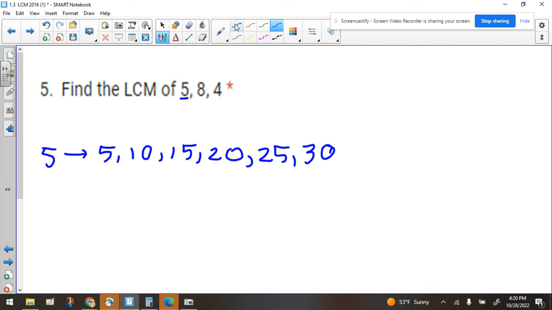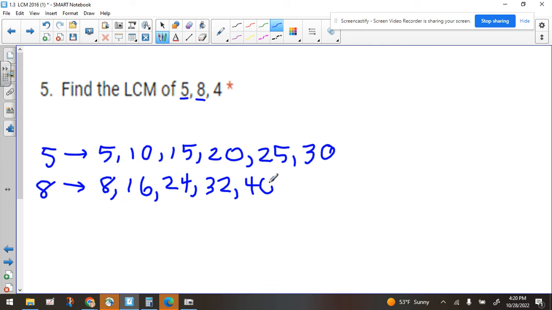Let's move on and look at the number 8. Multiples of 8 include 8 times 1, which is 8. 8 times 2, which is 16. 8 times 3, which is 24. 8 times 4, which is 32. 8 times 5, which is 40. And I'm going to stop there, and we'll see if we need to extend any of these lists. Let's move on and start our list for 4.